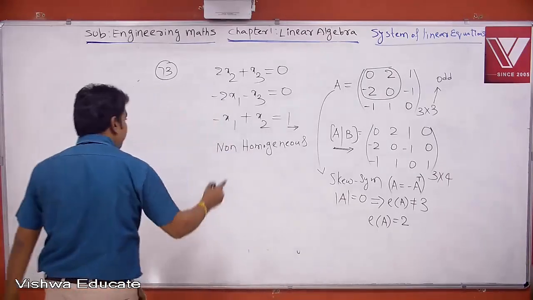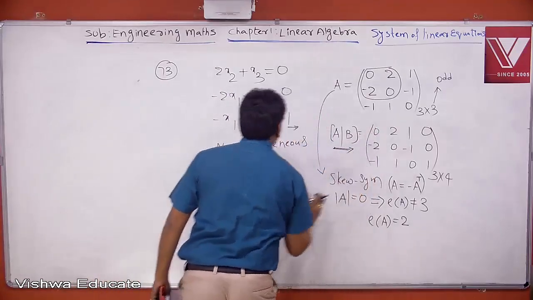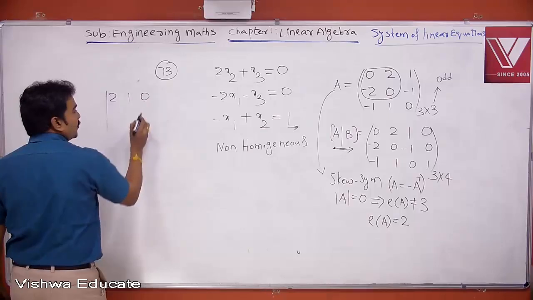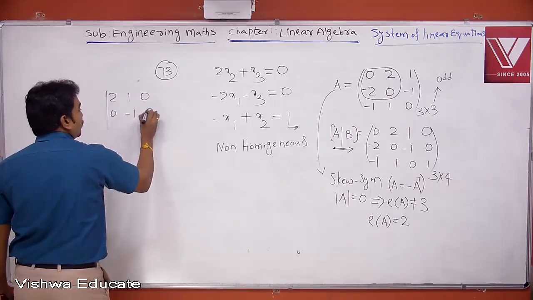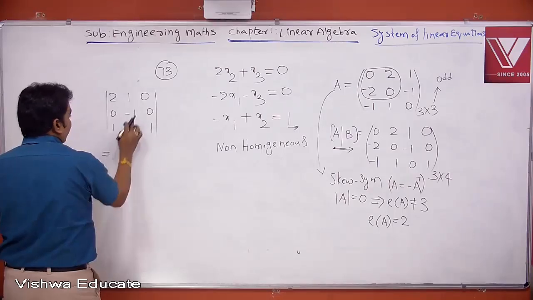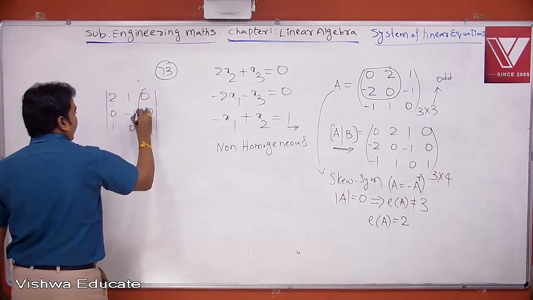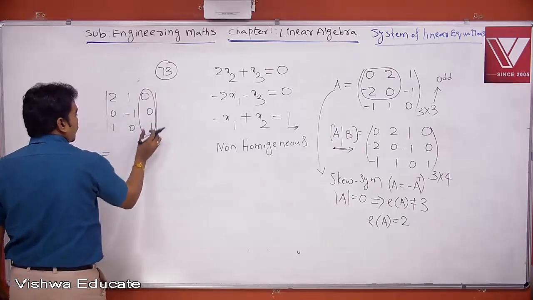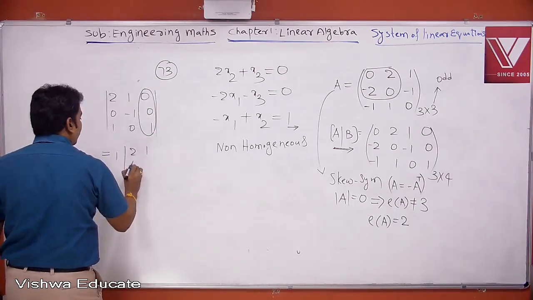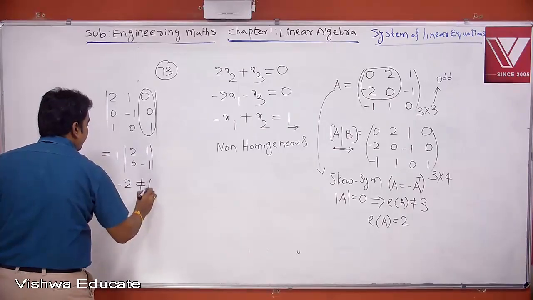Now let us see. Suppose I am eliminating first column. Then I am considering this 3 by 3 block. So it is 2 1 0, 0 minus 1 0, 1 0 1. Let us find the det of this. The second row has maximum number of zeros. Expand det value by using last column because it has majority number of zeros. So 1 into det of 2 1 0 minus 1. Now this is minus 2. It is not equal to 0.